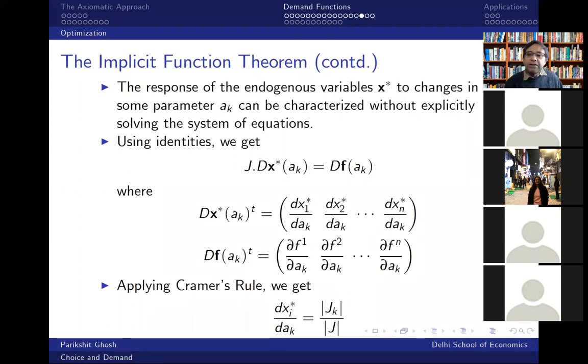Questions? So in the beginning of this topic itself, you told us we'll use this technique when we don't know the utility function. But even to find the determinant of the Jacobian, we would require the utility function and hence the first derivatives.